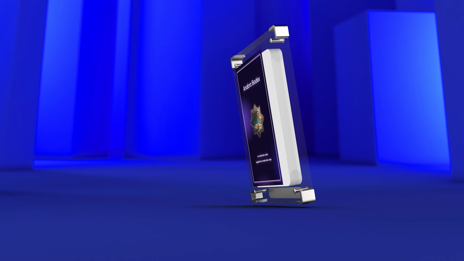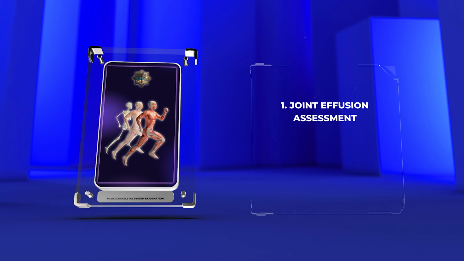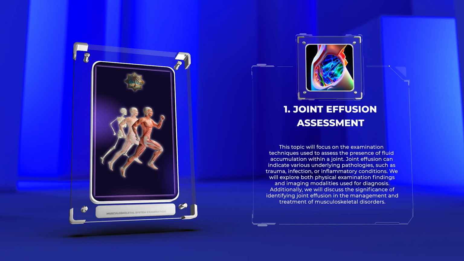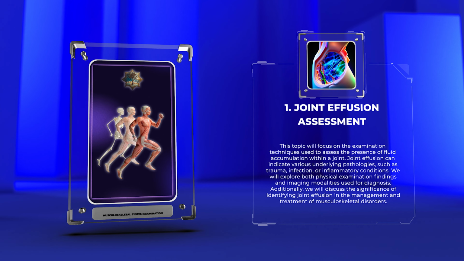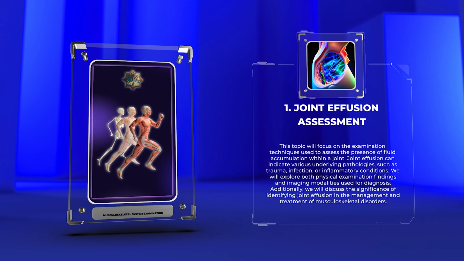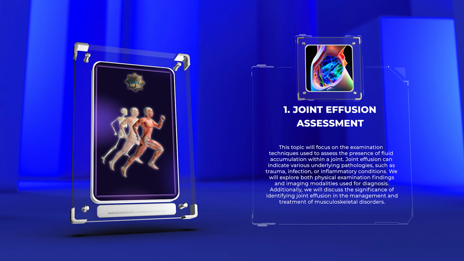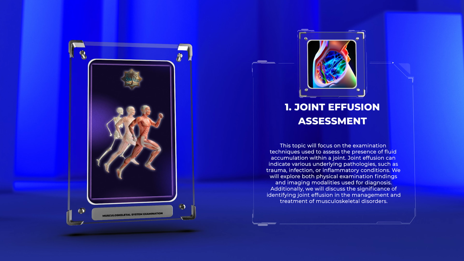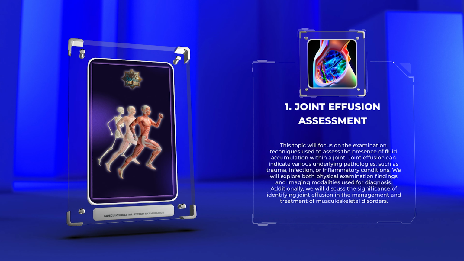This topic will focus on the examination techniques used to assess the presence of fluid accumulation within a joint. Joint effusion can indicate various underlying pathologies, such as trauma, infection, or inflammatory conditions. We will explore both physical examination findings and imaging modalities used for diagnosis. Additionally, we will discuss the significance of identifying joint effusion in the management and treatment of musculoskeletal disorders.